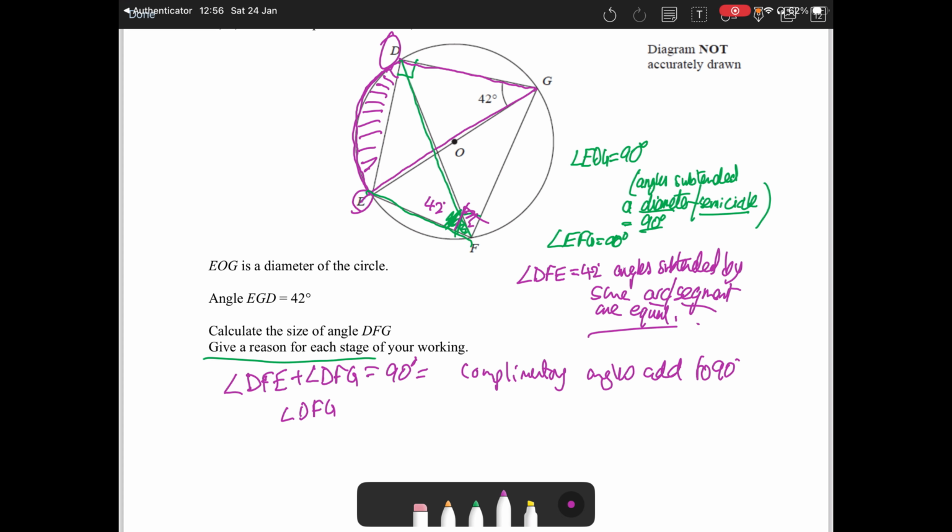Meaning angle DFG is going to be 90 minus 42. So 58 degrees should be, 48 degrees. What am I talking about? The correct answer. Let me look at the mark scheme. Please be right. And we'll be on our way.